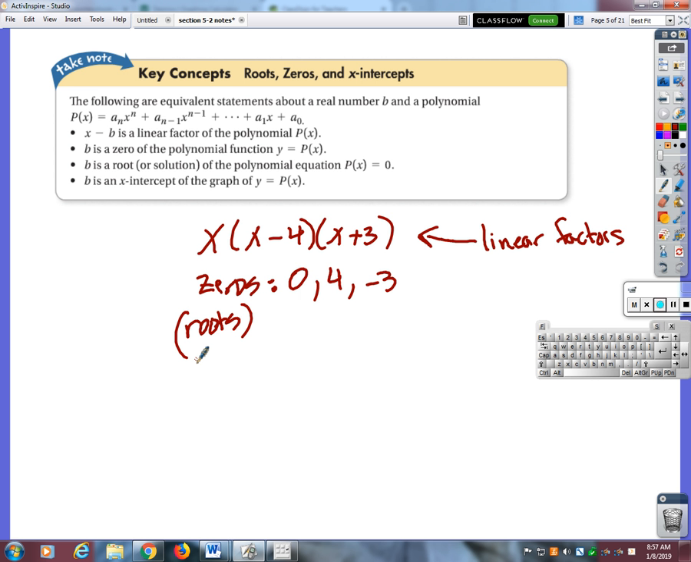And these will be the x-intercepts of the graph, okay? So a lot of stuff going on there, a lot of information you get when you factor a polynomial. You know what the zeros are, you know what the roots are, those are the same thing. And then you also are given the x-intercepts of the graph, okay? Exciting stuff.